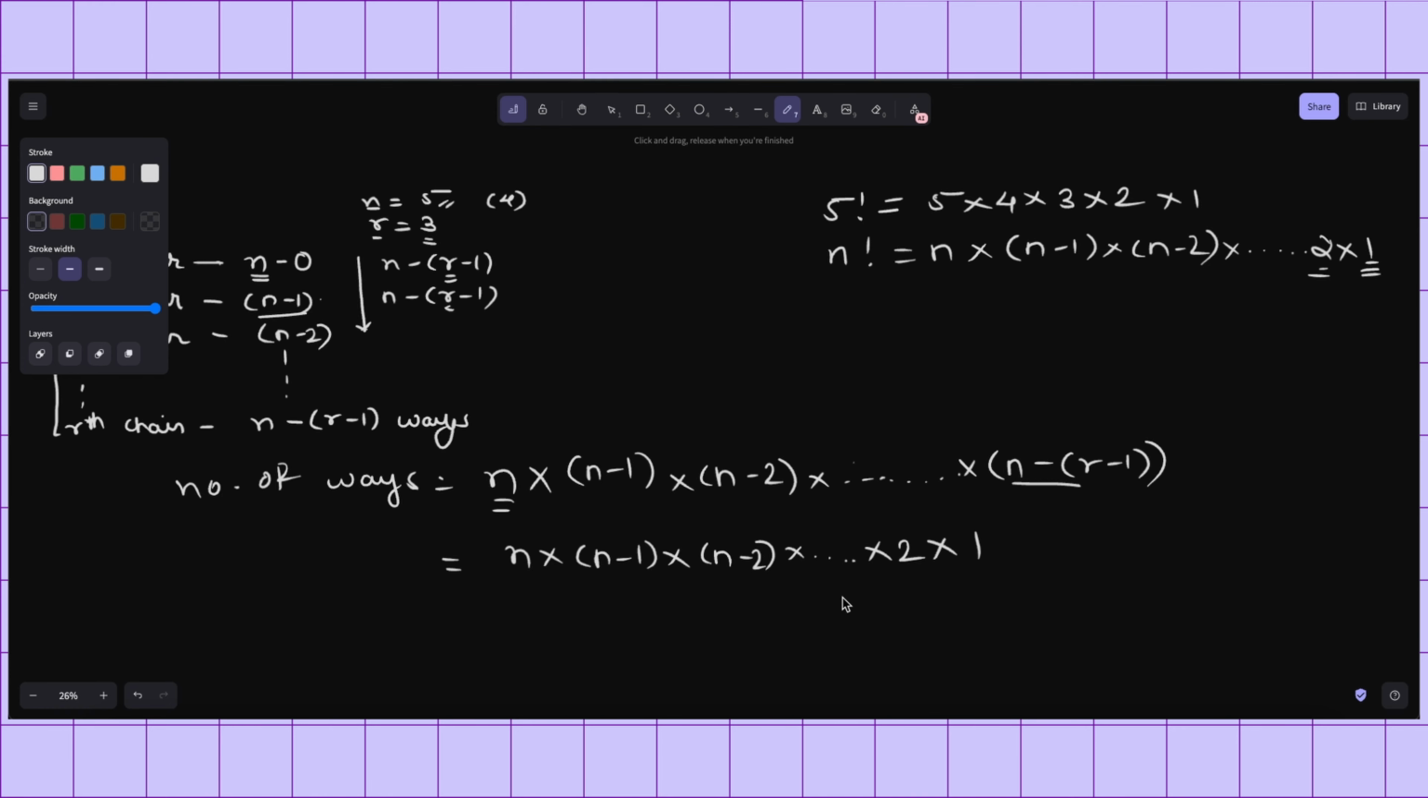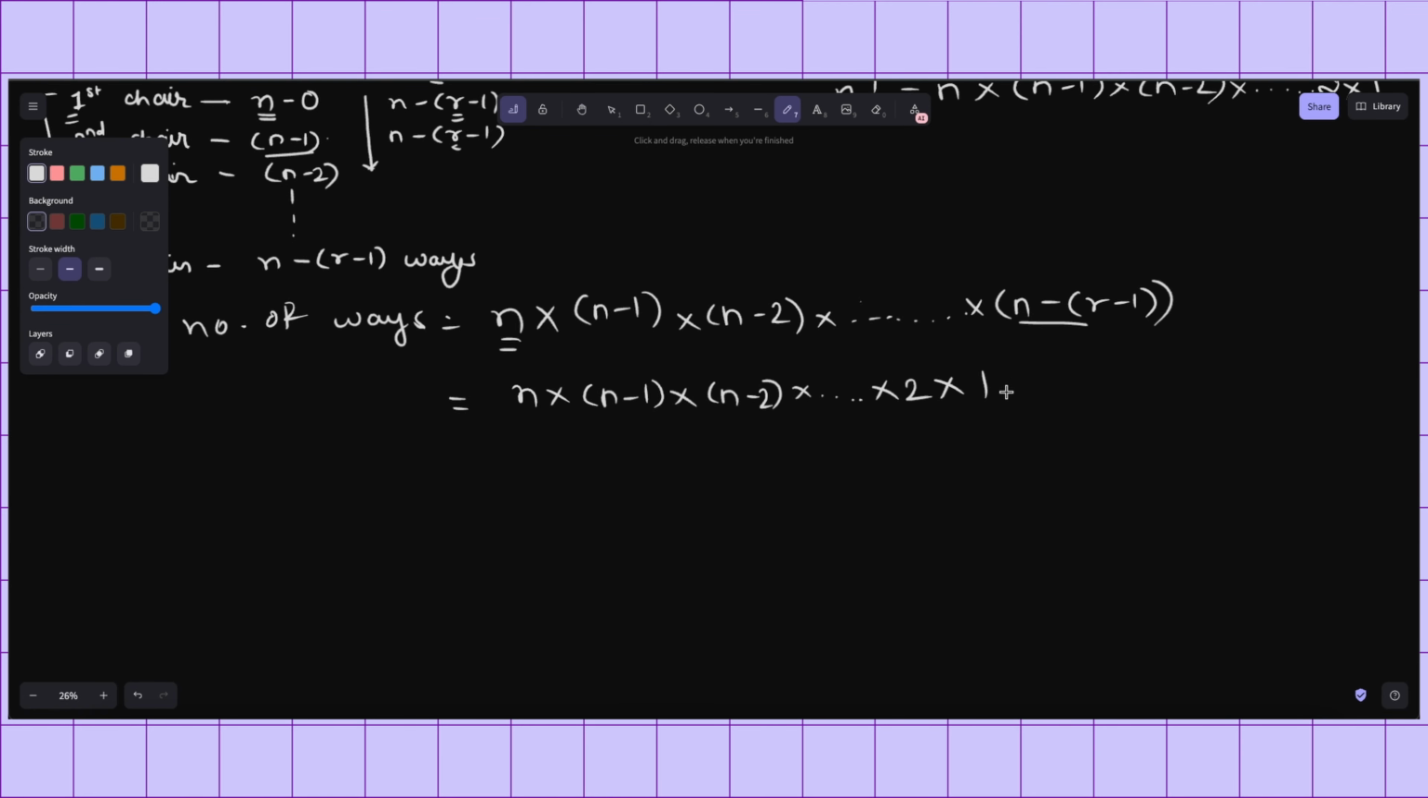That's why I have written this 2 into 1. Then what can we do? We can group this n minus r, and taking the minus 1, minus into minus will be plus, so n minus r plus 1. Now see, n into n minus 1 into n minus 2 down to this point, this is n factorial. So this is n factorial into the remaining terms, starting from n minus r plus 1.